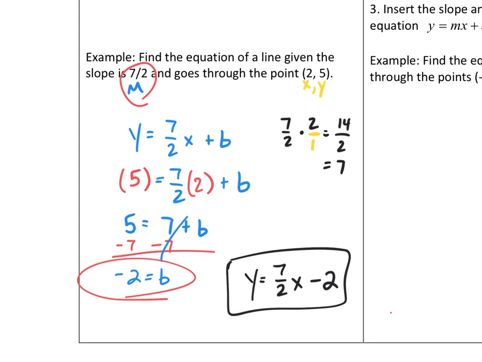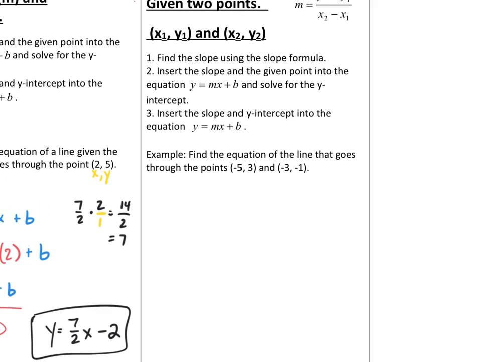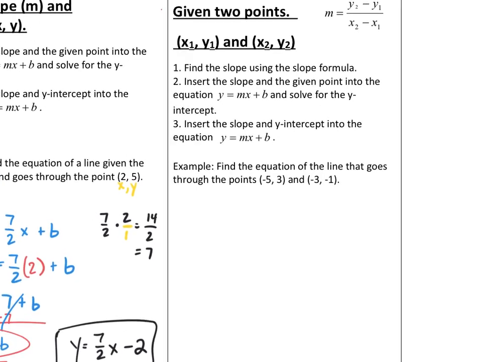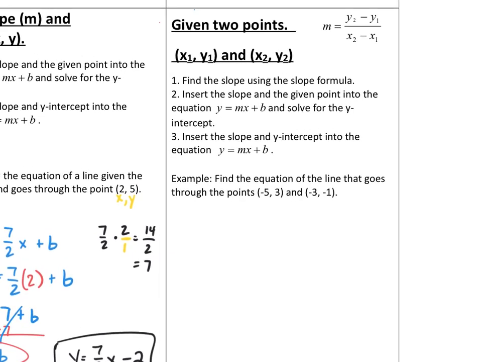Questions? Feeling okay? All right. I know this is a lot of different examples. We're just trying to make sure that we cover everything. All right. Now, the next one, which in my opinion is one of the harder ones, okay?